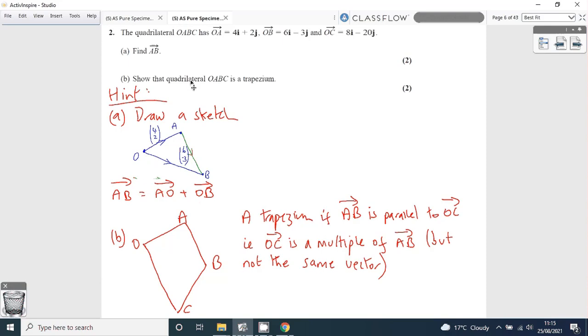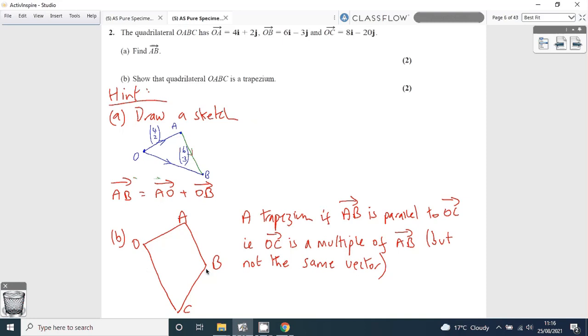Now for part B, if we've got to show that the quadrilateral OABC is a trapezium, you're going to need to show that two sides are parallel, but not the same vector. We're not trying to show that it's a rectangle. So two are parallel, and two aren't parallel. So the key bit for part B: can we show that two sides are parallel?